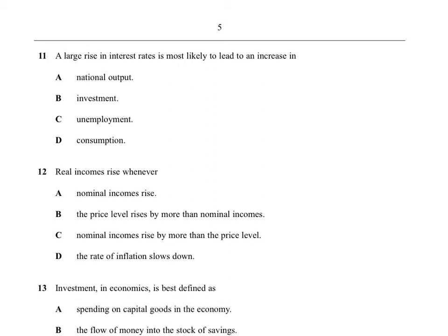Right, question number 11. There's been a rise in interest rates. So when interest rates go up, you know AD is going to be going down. So which one makes sense? Is there going to be an increase in national output? No, it's going to go down because AD's gone down. Is there going to be an increase in investment? No. If interest rates go up, firms are going to be less likely to want to invest because it will cost them more to borrow.